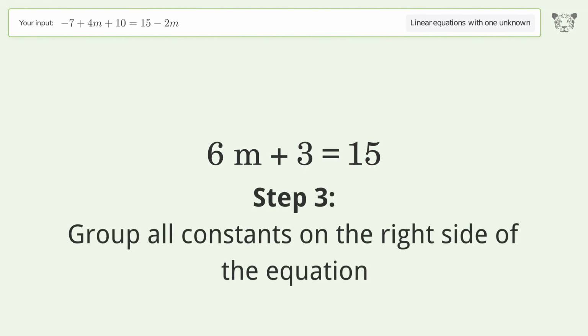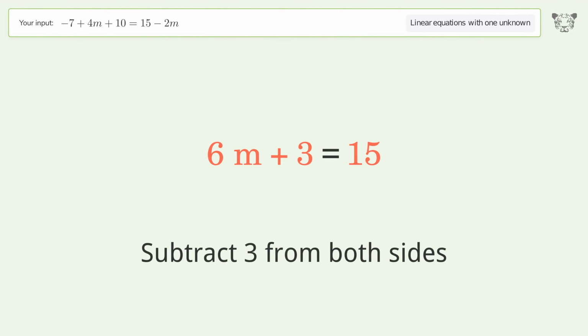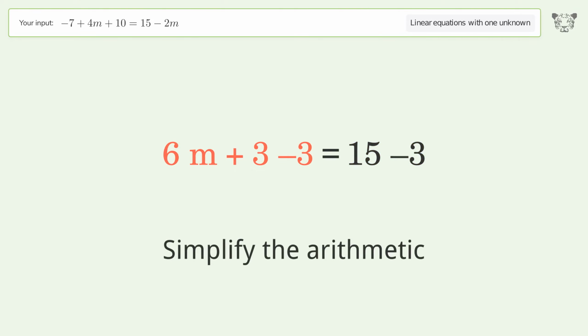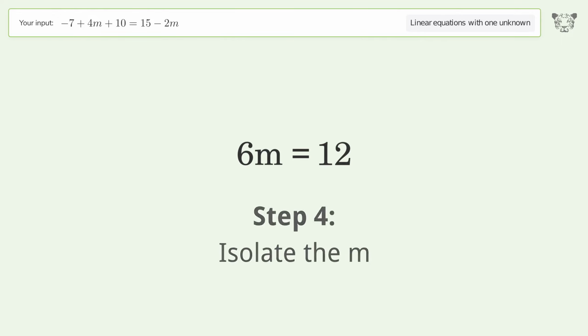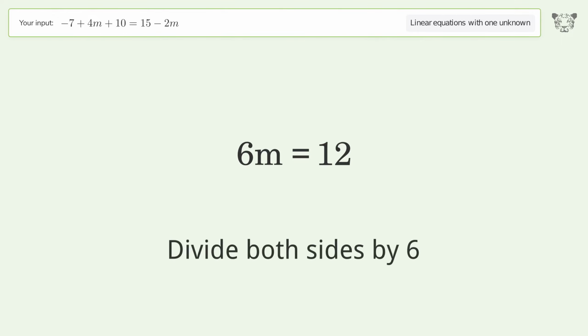Group all constants on the right side of the equation. Subtract 3 from both sides. Simplify the arithmetic. Isolate the m. Divide both sides by 6.